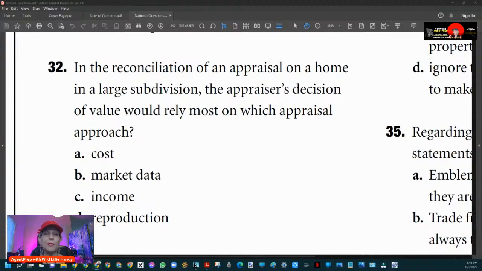Market data approach, right? Because we have a lot of comparables in that subdivision. It says a large subdivision. So the appraiser's decision of value would rely mostly on the market data approach, the CMA. We call it a comparative market approach, because that's for the buyer. For the buyer side, we want to know what has sold. If they were doing it for the seller, they want to know what's active, what has sold, and what is pending. So the answer here is 32B. Very good. Moving right along.